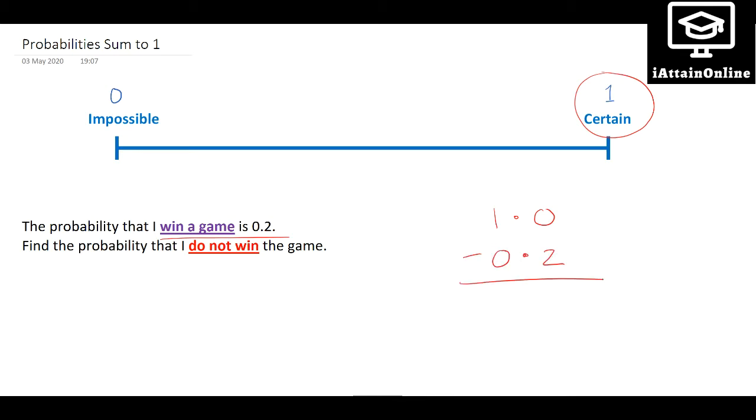When you do this, remember it's really important that you line up your units and your tenths and your decimal place. So here, this is what I meant at the start when I said you need to be comfortable with adding and subtracting decimals. 0 take away 2 we can't do, so we borrow 1 from the units. That becomes a 10. 10 take away 2 is 8. Put the decimal point in. 1 take away 0 gives me 0. So the probability that I don't win the game is 0.8.